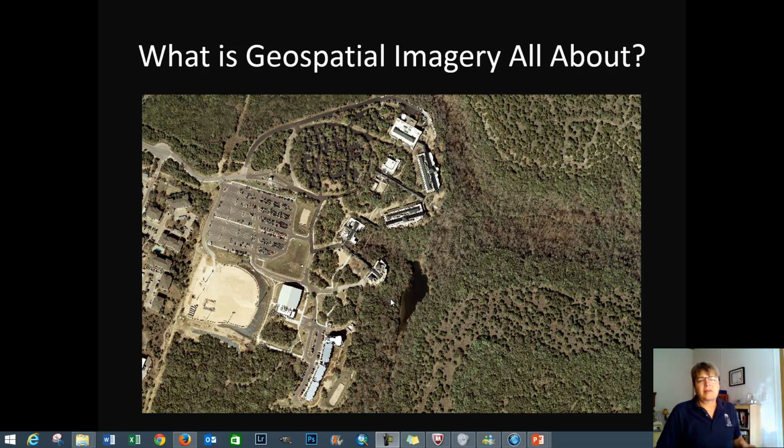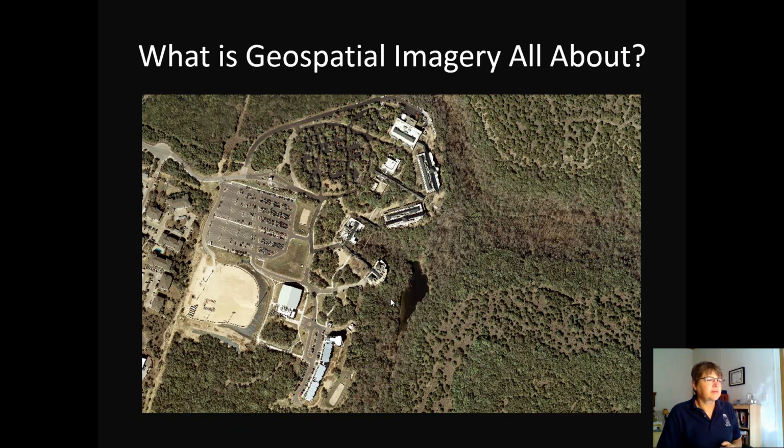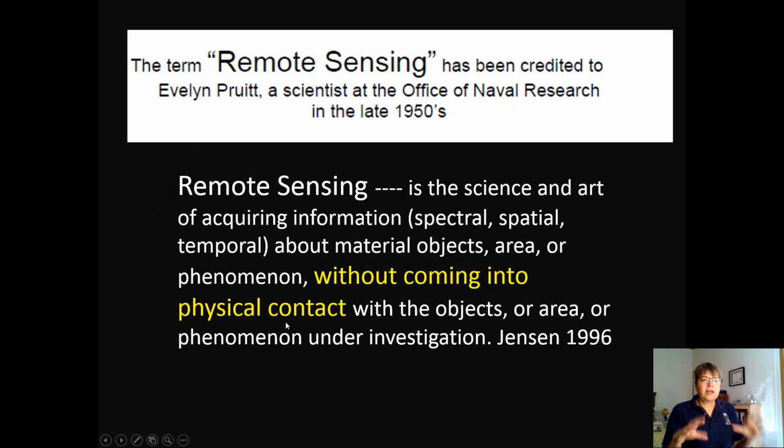So let's get into what it's all about and how this whole imagery thing got started. When we are looking at aerial imagery, we're participating in a field called remote sensing. And the name came from this Evelyn Pruitt. She worked at the Office of Naval Research in the 1950s. We call it the science and art because it's not a pure science. There's a level of interpretation there. It's the science and art of acquiring information, spectral, spatial, and temporal, about material objects, area, or phenomena without actually coming into contact with it.